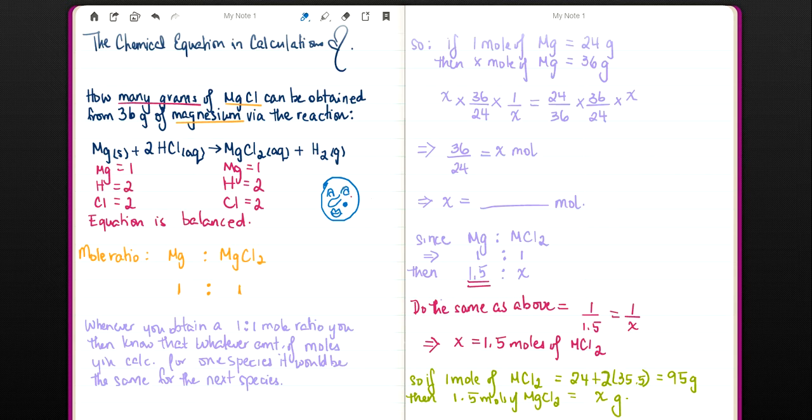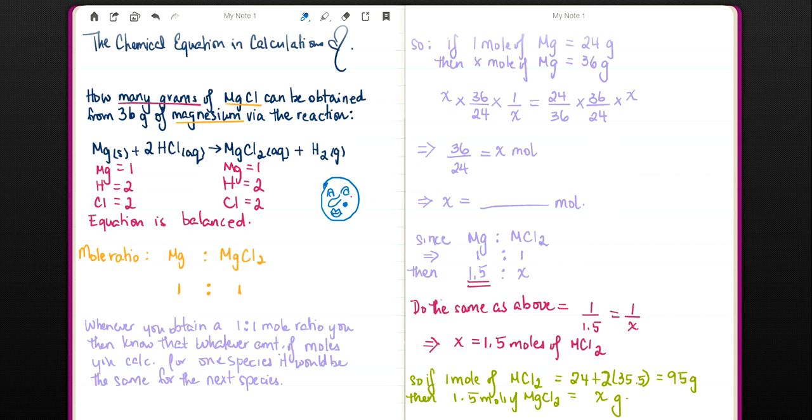So here goes. How many grams of magnesium chloride can be obtained from 36 grams of magnesium via the reaction: magnesium plus 2 moles of hydrochloric acid to give magnesium chloride plus hydrogen gas. Now, to balance this equation, you have your magnesium, hydrogen, and chloride atoms all the same on the right as well as on the left, right? So you write down your atoms first and make sure the equation is balanced. If you don't have to balance it, then fine, but always make sure your equation is balanced. Otherwise, you're going to have the incorrect mole ratios to work with.